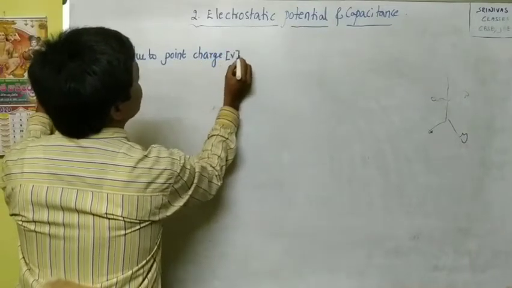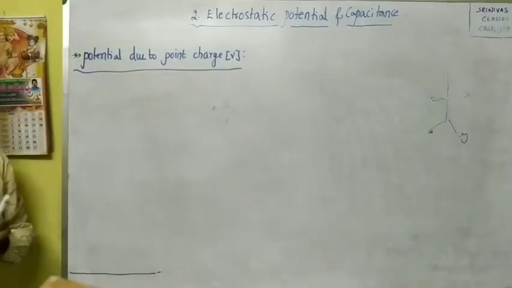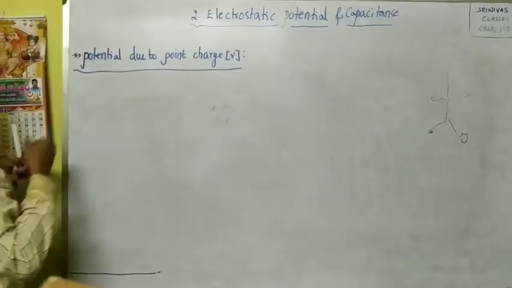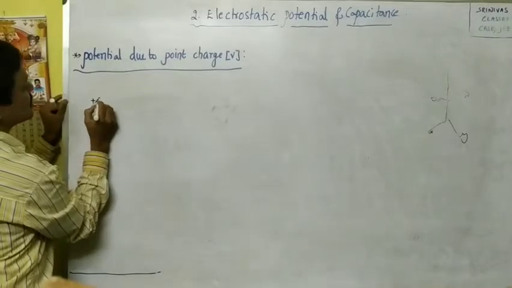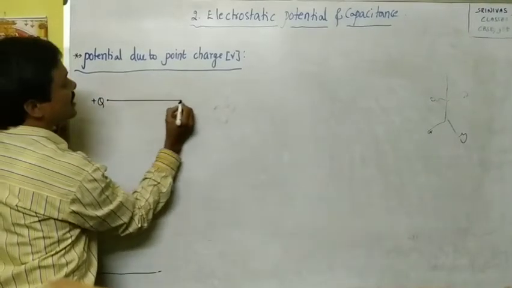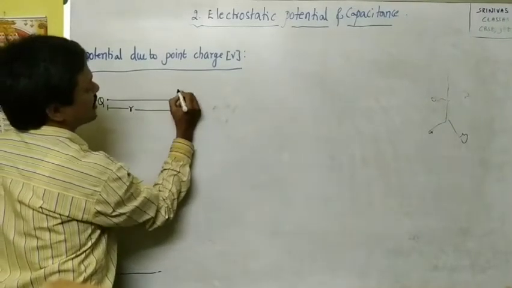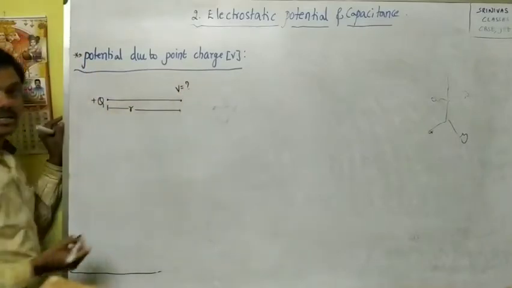How will we derive this formula? It is very simple to derive the formula. Let us see. We will take one charge Q. This is the source charge Q. And from the Q charge, at a distance small r, I want to find out the potential. Here I want to find out the potential.